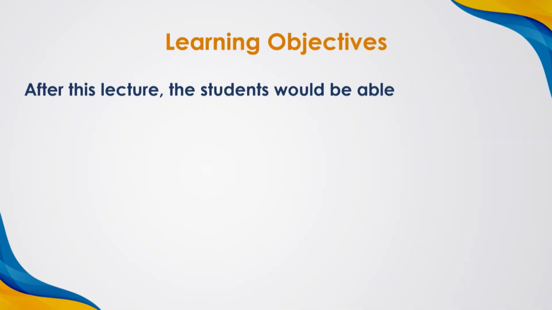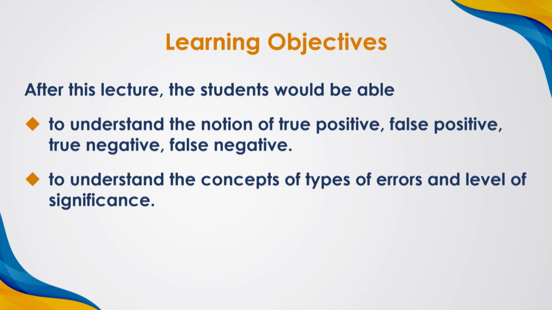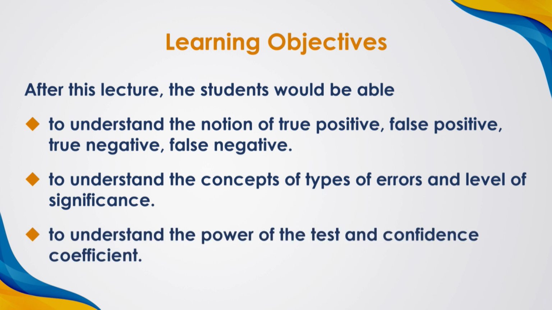What are you going to learn in this lesson? Let us look at the learning objectives. After this lecture, the students would be able to understand the notion of true positive, false positive, true negative and false negative, and also to understand the concepts of types of errors and level of significance, and also to understand the power of the test and confidence coefficient.